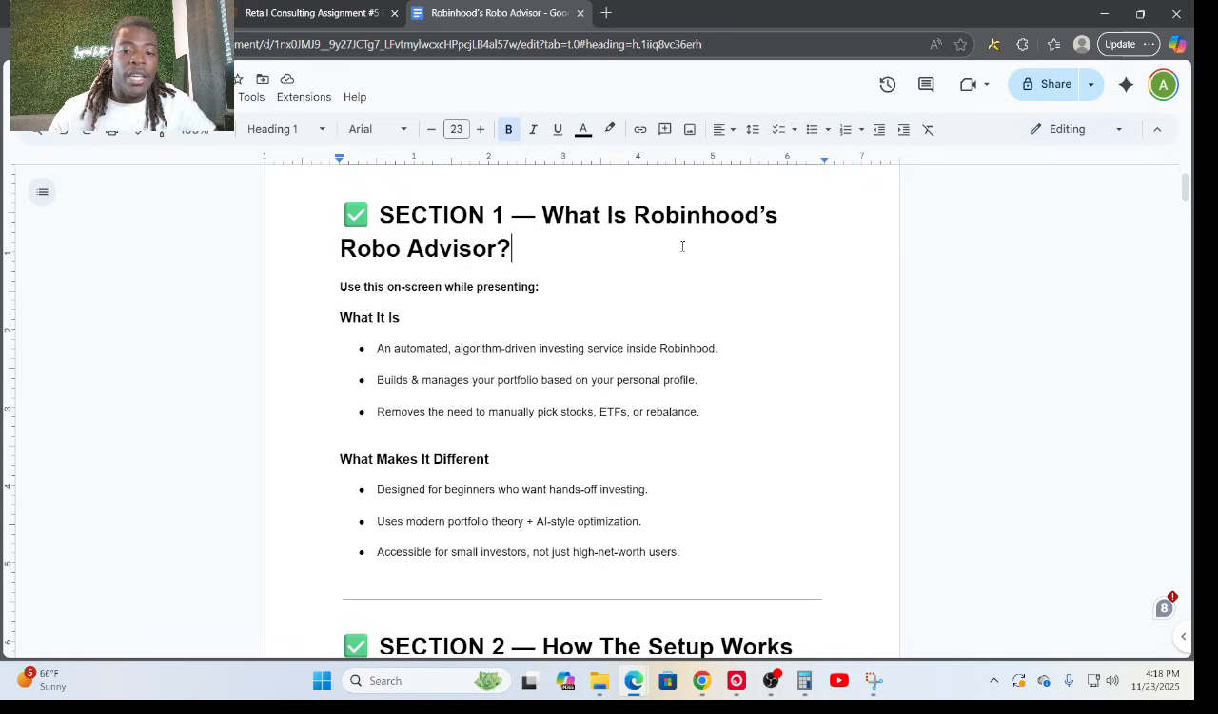Now, the first thing: the Robinhood Robo Advisor is literally just an automated, algorithm-driven investment service inside of Robinhood. Think of it as a financial advisor, but instead of a very in-person financial advisor, you're getting an actual robo advisor. There's someone that's actually managing your account. There's someone that's actively rebalancing your account. They're going to help you tax harvest.